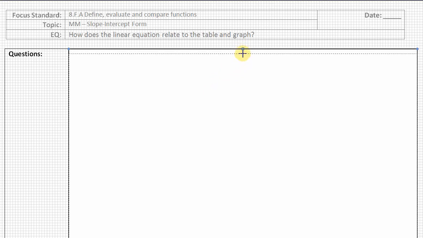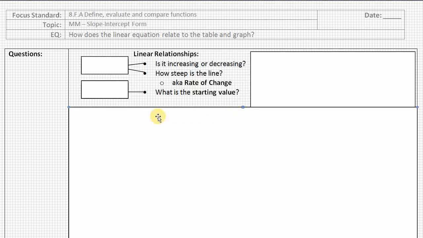So we've been talking a lot about mathematical models and now in particular linear models, and so we're going to stick to discussing linear equations or linear relationships. In the last video, we were analyzing linear graphs. We said there's basically three questions that we ask. Is it increasing or decreasing? How steep is the line? And we referred to that as being the rate of change. And then lastly, what is the starting value?